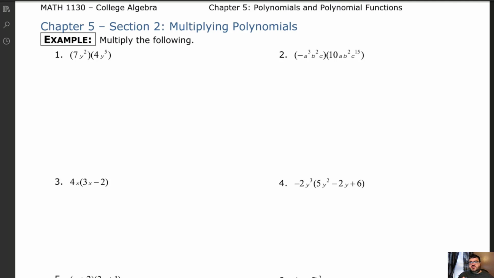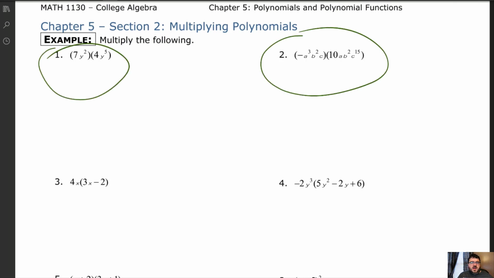So in section 5.2, last time we talked about polynomials or introduced you to polynomials, and we also talked about adding and subtracting them. Well, we want to follow up our operations with multiplication of polynomials, and a lot of this is going to boil down to something called the distributive property of multiplication, which means multiplication distributes over addition or subtraction.